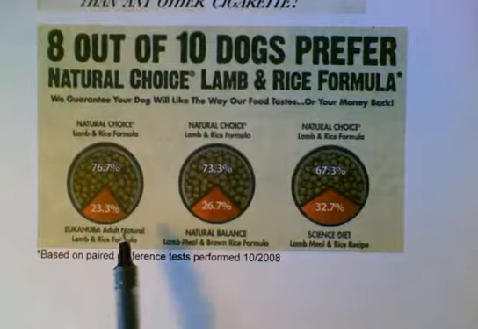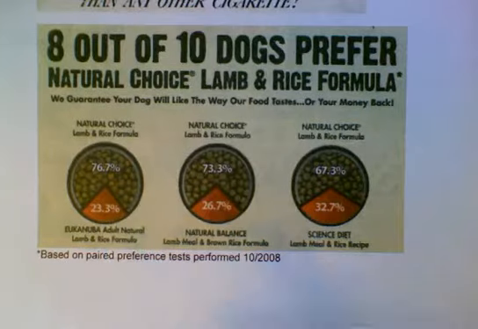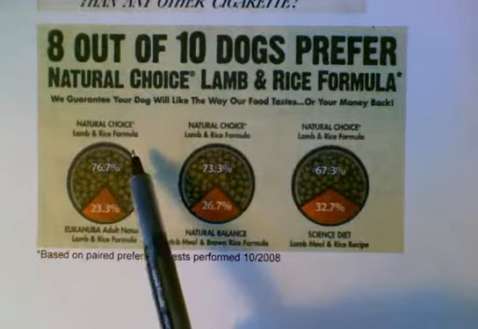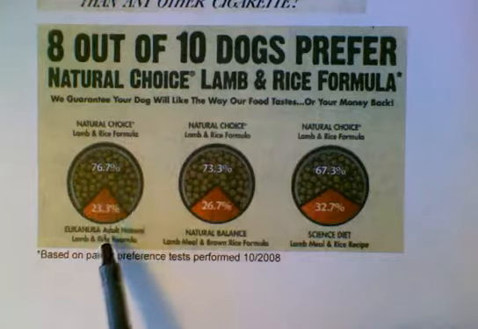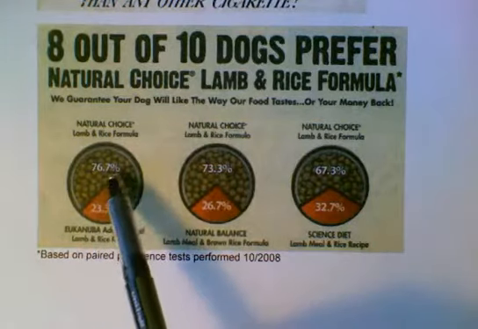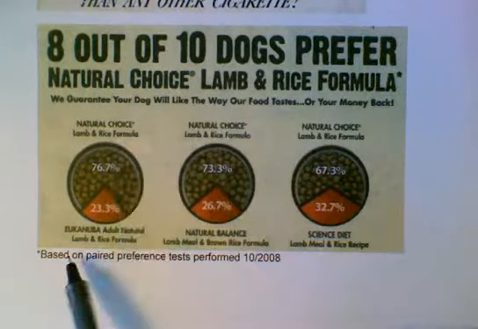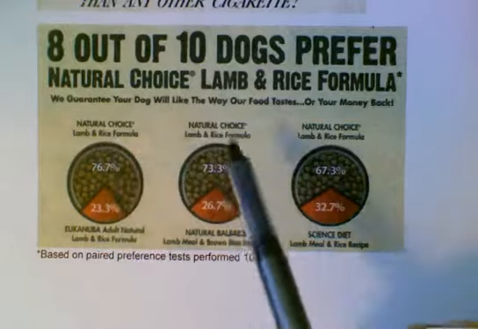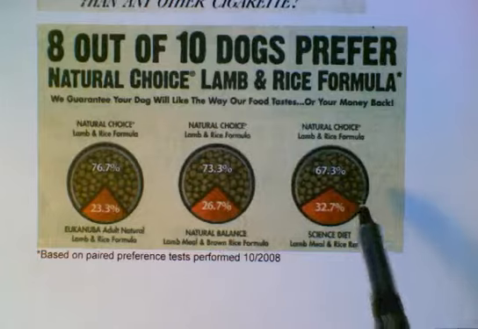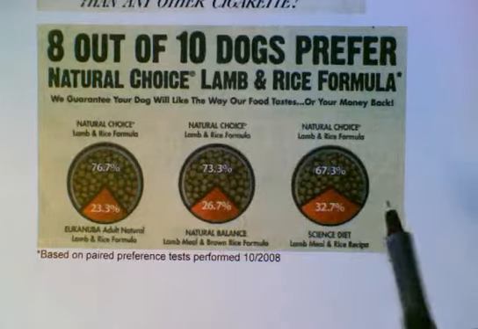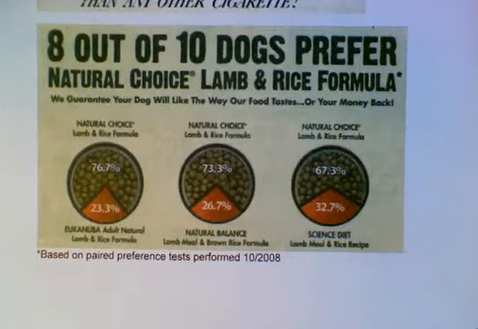And so what's happening here is that basically they take the dogs into the room, they give them two bowls, and they see which one the dog eats. So here was Natural Choice lamb and rice formula. That's the one in sort of brownish kibble. The other one's in red. And so 76.7% chose Natural Choice over Eukanuba, 73.3% chose Natural Choice over Natural Balance, and 67.3% chose Natural Choice over Science Diet. So it's clearly claiming your dog is going to like this better than other brands.